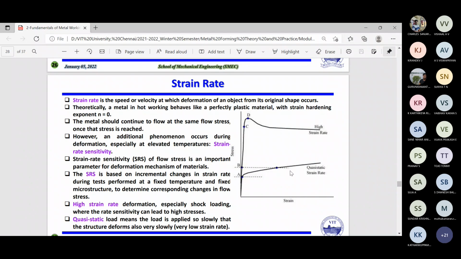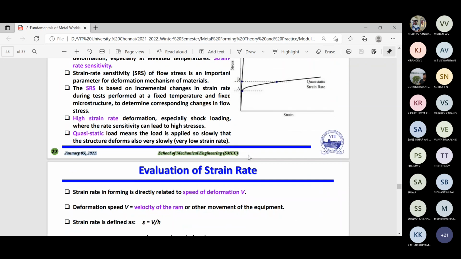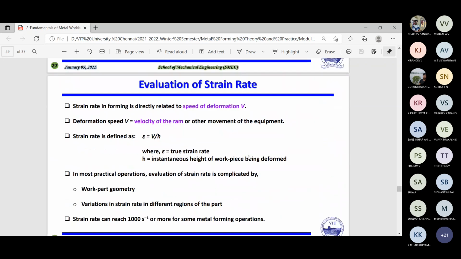But the moment you have the quasi-static strain rate, that means you are going for the low strain rate. Then only we'll find that. Also, this graph is going up to maybe this much of stress, and that depends upon the material. Maybe some material it will go to here, and maybe some material it will go to here. That depends upon the material behavior, right? Is it fine? Okay. Am I audible?